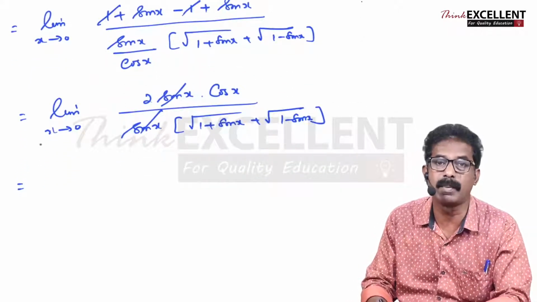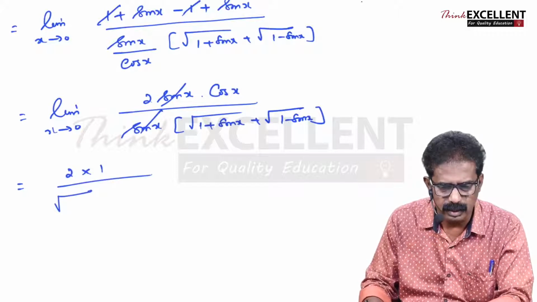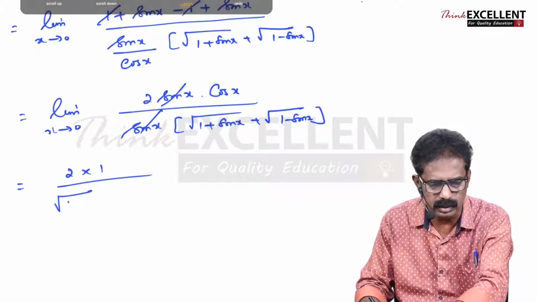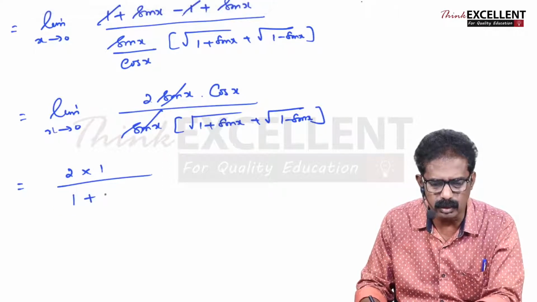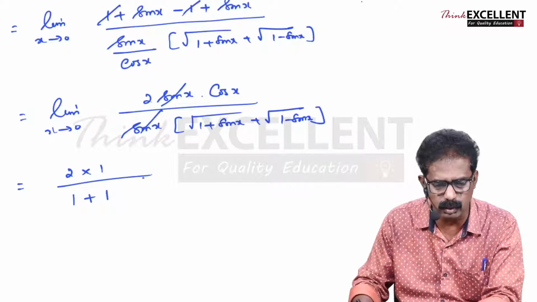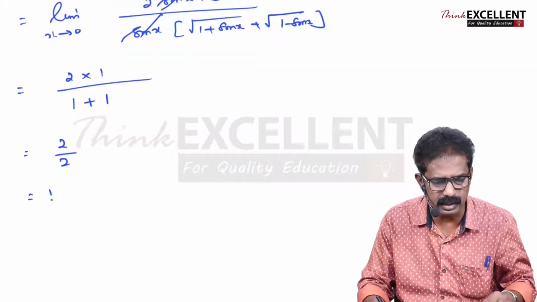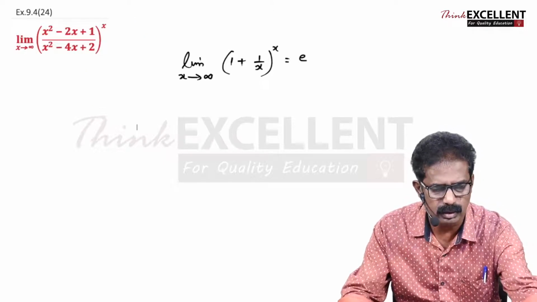So now apply the limit. For x you put 0. So 2 into cos 0 is 1, divided by root of 1 plus sin 0, where sin 0 is 0 and root 1 is 1, plus again root of 1, which is 1. So you are getting 2 into 1, 2 by 1 plus 1, 2, so your answer is 1. Okay, now let's move on to the next question, question number 24.